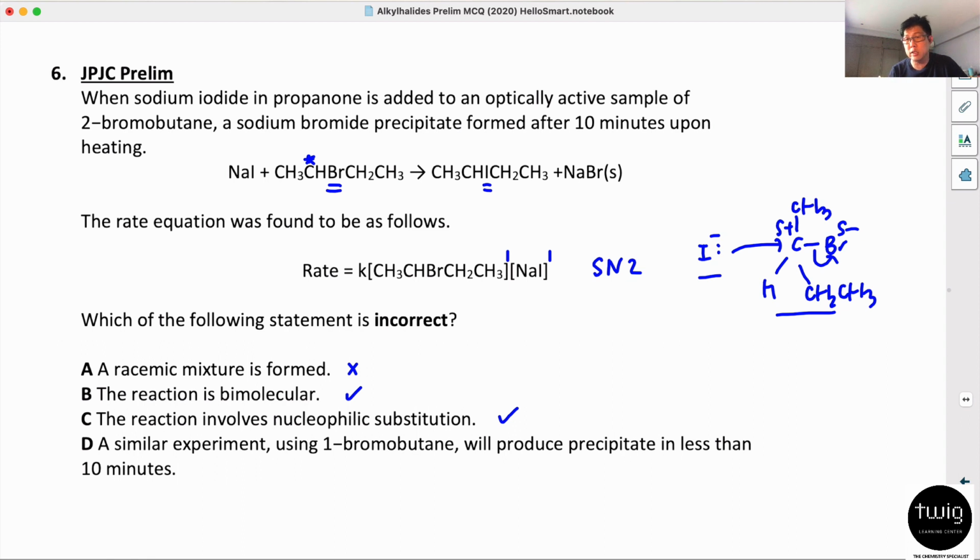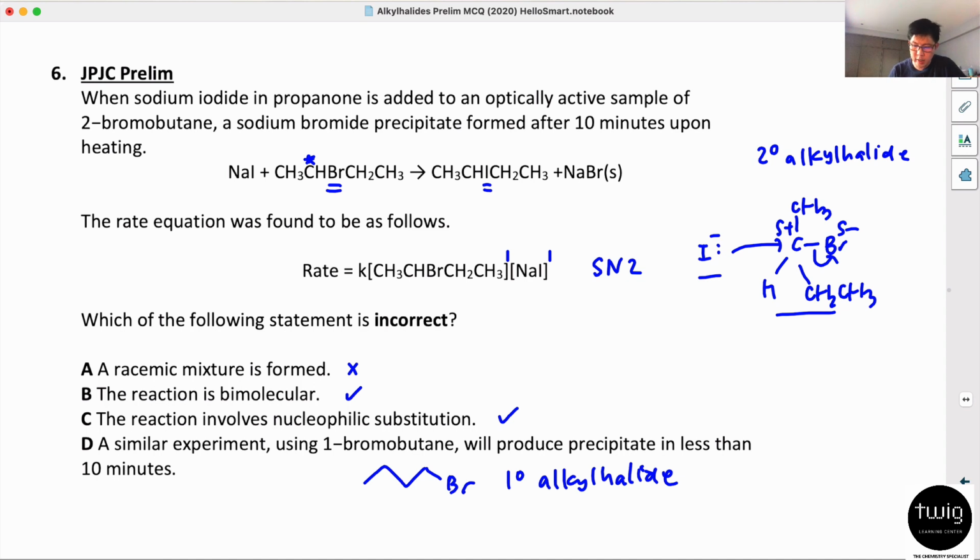If you look at this compound, this is a secondary alkyl halide, right? But now when I ask you to draw 1-bromobutane, 1, 2, 3, 4, 1-bromobutane, this is actually a primary alkyl halide. A primary alkyl halide, if it undergoes SN2, is actually going to have a faster rate of reaction because there's less steric hindrance.